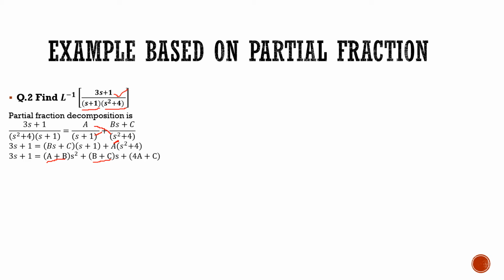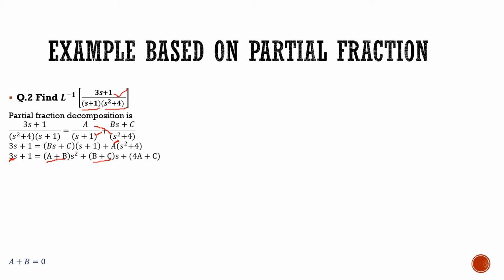So we have three equations. First is A plus B equal to 0, because on the left hand side we don't have a coefficient of s square. Then B plus C will be 3, because the coefficient of s on the left is 3 and on the right we have B plus C. And the constant term 4A plus C is equal to 1.